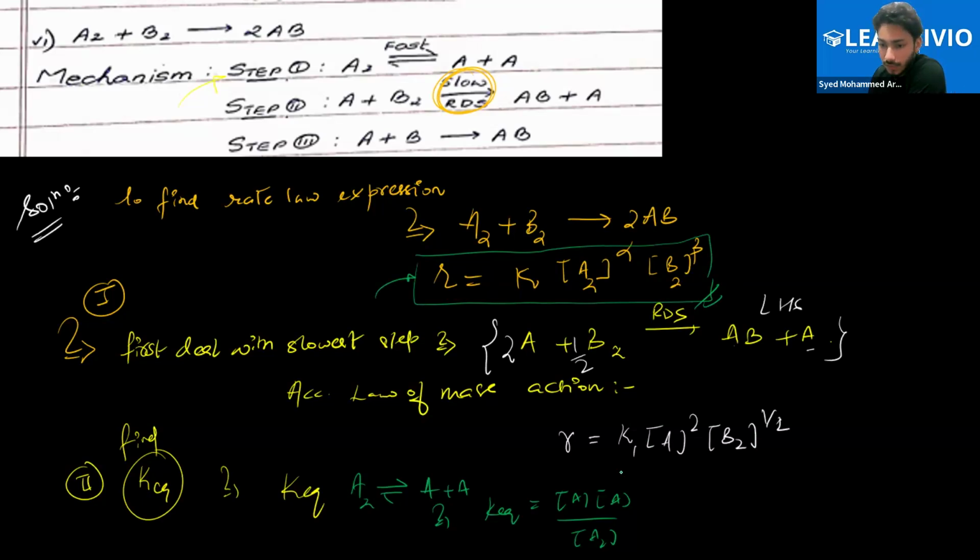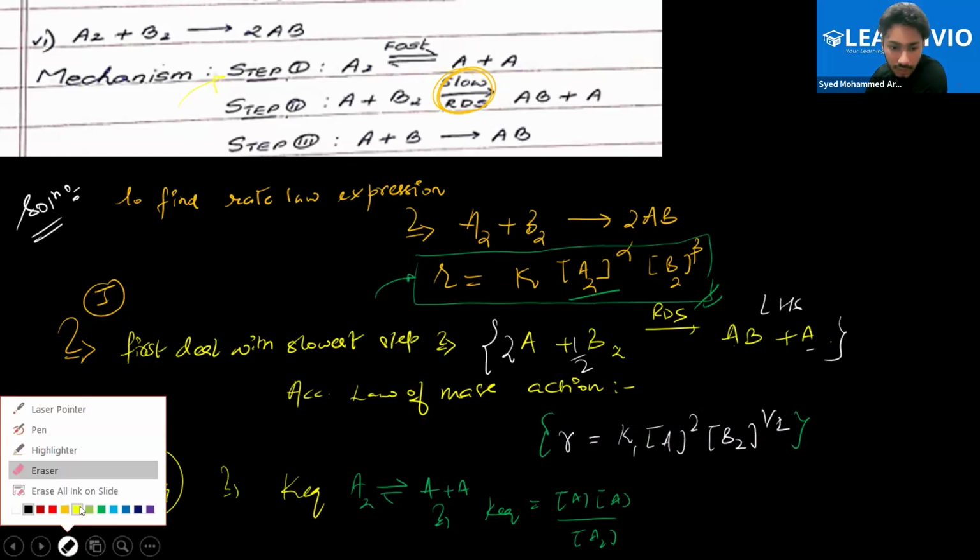So if you see here in this law of mass action, what is the thing that I do not need? A2 is here. Is there any A2 in my law of mass action? No. So I want A2 here, and I want to replace this A here. So how can I replace the A? I want to replace the A.